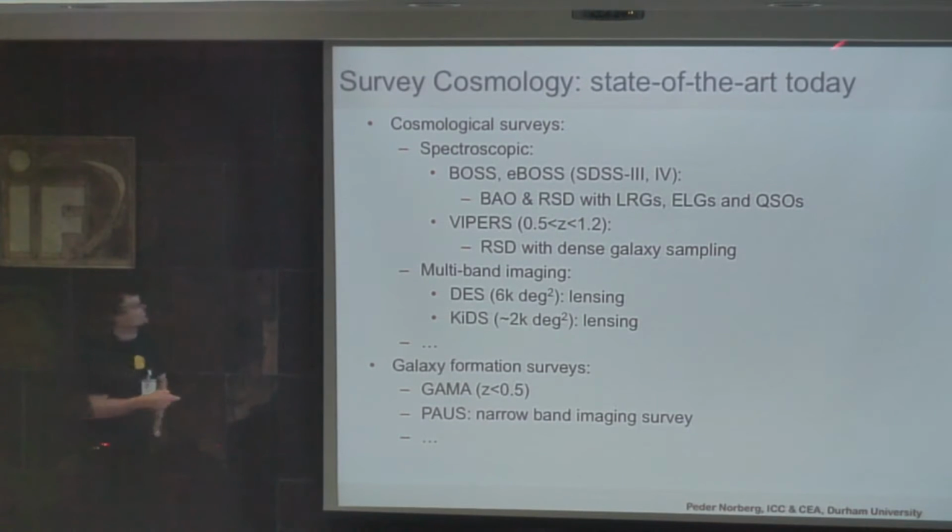So the cosmology surveys today, on the spectroscopic side, you have BOSS and eBOSS, SDSS 3 and 4, BAO and RSD with LRGs, ELGs, and quasars. I will come in later on to talk about what LRGs, ELGs, and quasars are, but these are the tracers. Now, as I mentioned earlier on, initially in galaxy surveys we sampled the whole population, whereas in these cosmological surveys you target. You have a more targeted approach to the samples because you're after specific science questions, and therefore you have a way of optimizing your sample.